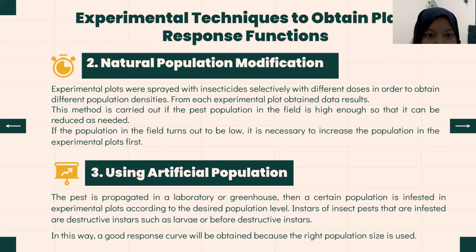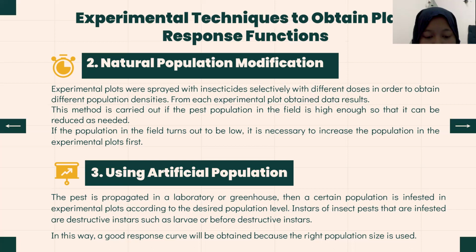Number 2, natural population modification. Experimental plots were sprayed with insecticides selectively with different doses in order to obtain different population densities. From each experimental plot, obtain data results. It is necessary to know in advance the effect of insecticide on plant physiology for correction factors when analyzing data.